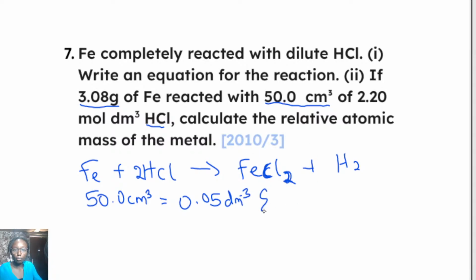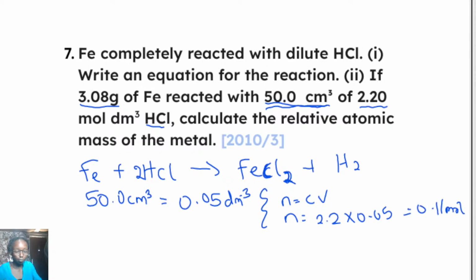So then we have that ready. The next equation that we're going to use is that n is equal to CV. The reason why I'm saying that is because I can see that we have 2.20. This will be the concentration, so that will be our C. And then we don't have V, oh yes, we do have V. Never mind. We have the volume here. So our number of moles would be 2.2 times 0.05. Let me just punch that in my calculator. I have 0.11 moles.